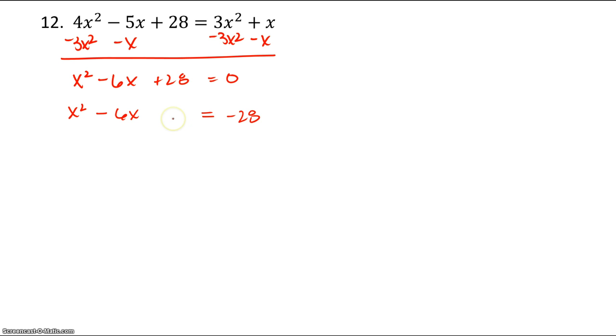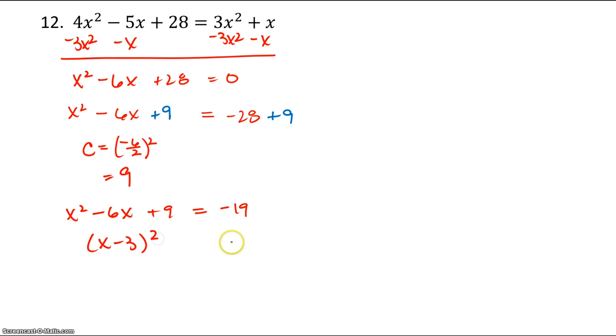Now let's figure out what that missing c term is going to be. So c would equal negative 6 divided by 2 squared, which would be negative 3 squared is 9. So on both sides I'm going to add 9 and add 9. So x squared minus 6x plus 9 equals negative 19. Factor the left, x minus 3 squared. It's minus because the last term is positive, middle term is negative, equals negative 19.